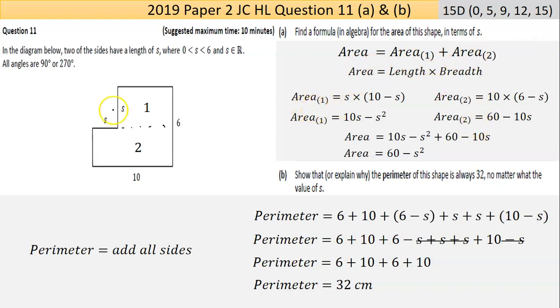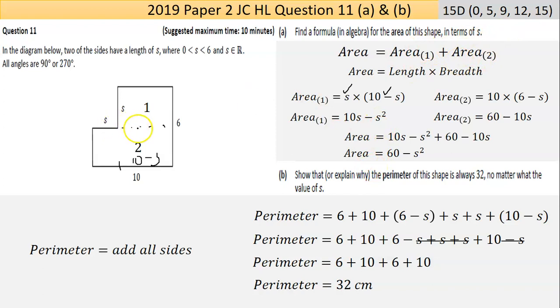So I said the area of 1 is you have your S term, times, now this length here is 10 take away S. Now if that's 10 there, take away S there, it's 10 take away S there. So it's S length by breadth is the area of that shape. Now if I do the maths of it, S times 10 is 10S, S times negative S is negative S squared.